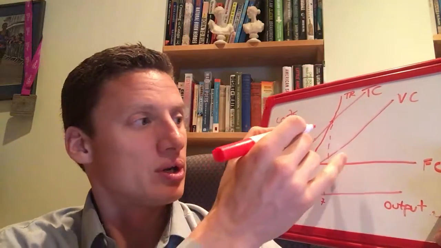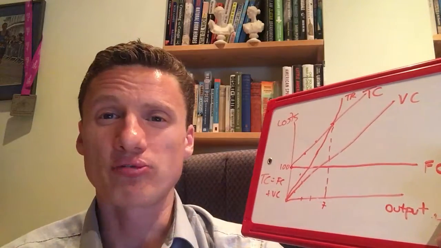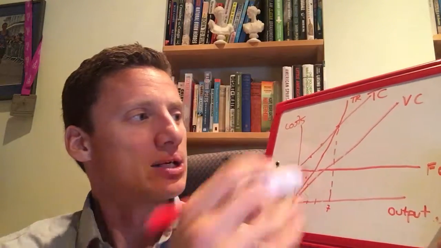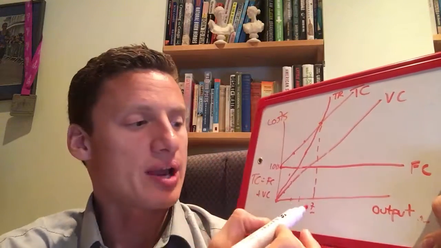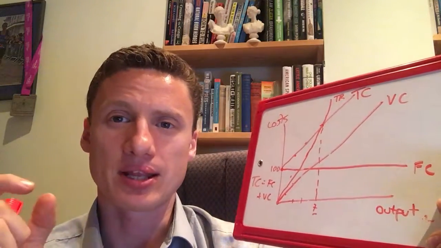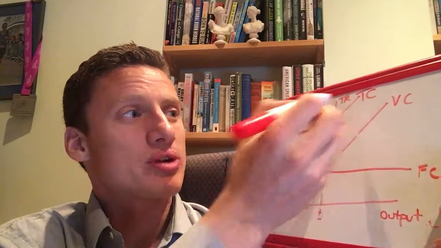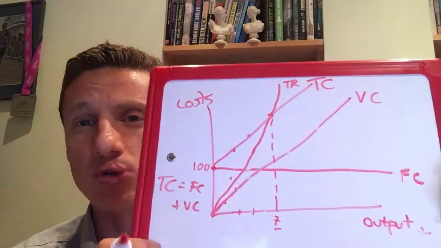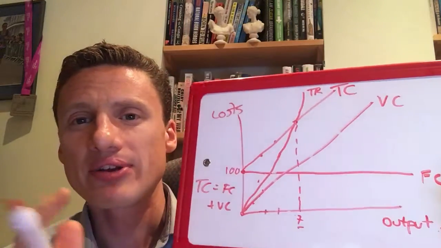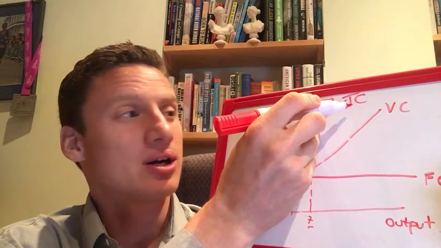I've made revenue, but my revenue is still paying off my total cost. I'm basically paying off my fixed costs. When I get to 7, my total revenue equals my total costs. And when I get past 7, when I start making and selling the 8th and 9th and 10th units, my total revenue is bigger than my total costs. And that's where I'm going to start making profit. So my break-even level of output is where TC equals TR.